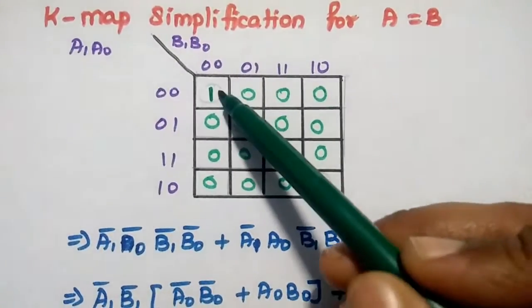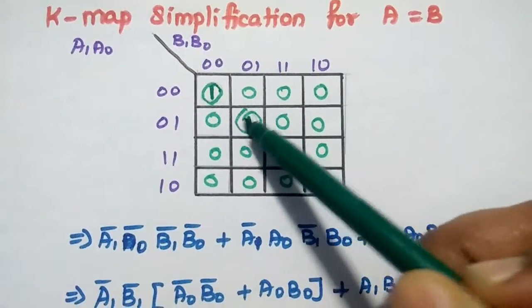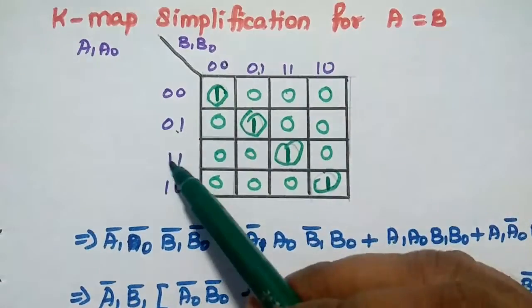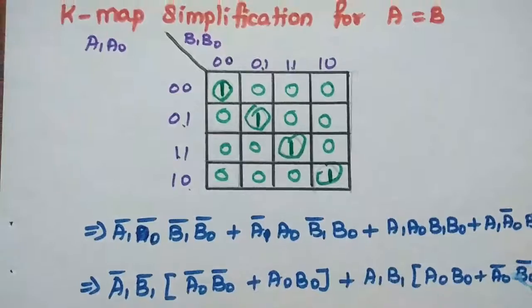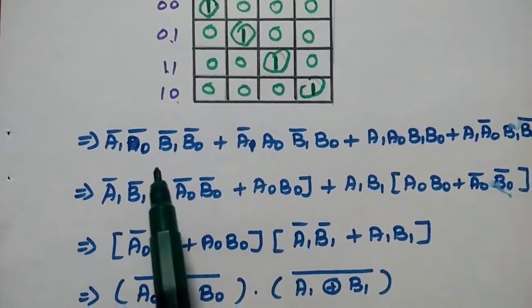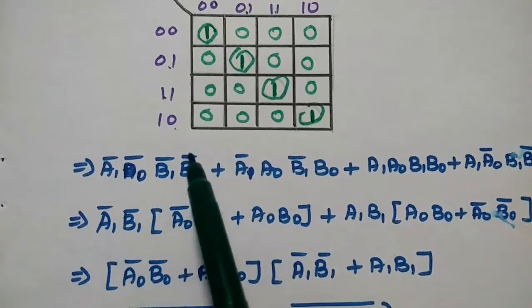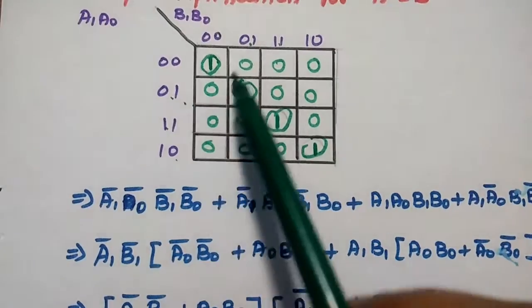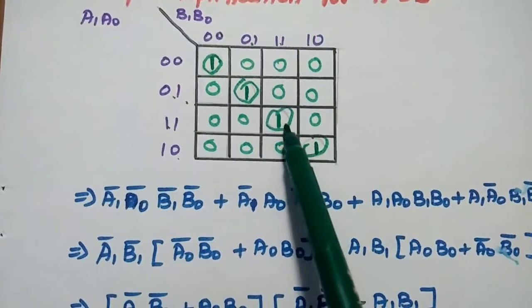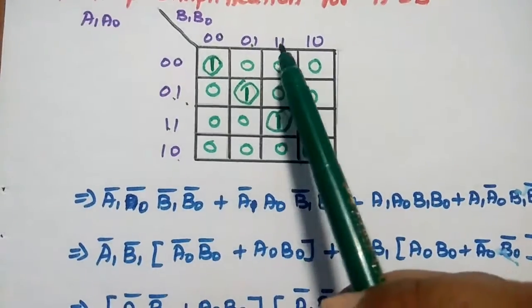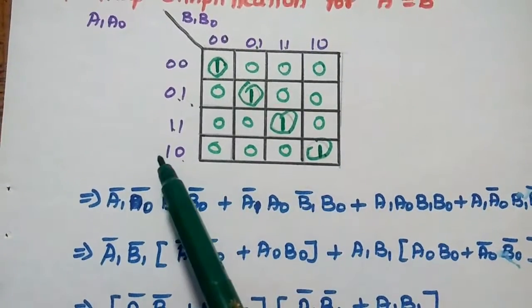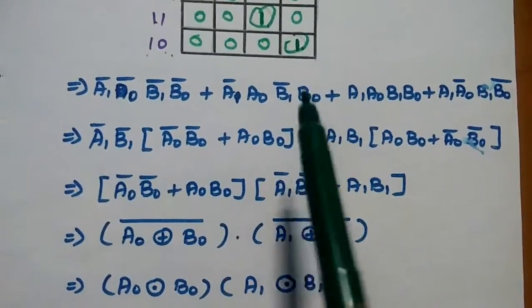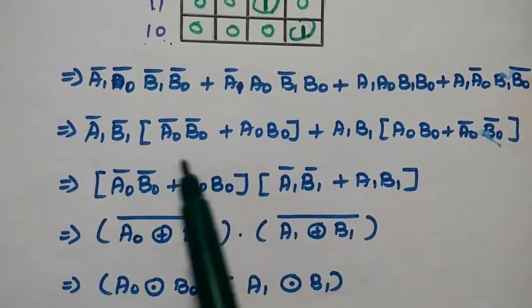So we can obtain A is equal to B only for these 4 combinations, right? So whenever 0, 0, 0, 0, 0, 1, 0, 1, 1, 1, 1, 1, 1, 0, 1, 0. So finally we can obtain the expression like this. A1 bar, A naught bar, B1 bar, B naught bar. Likewise, this one is nothing but A1 bar, A naught, B1 bar, B naught. For this, A1, A naught, B1, B naught. For this, it is A1, A naught bar, B1, B naught bar. That's what is given here.